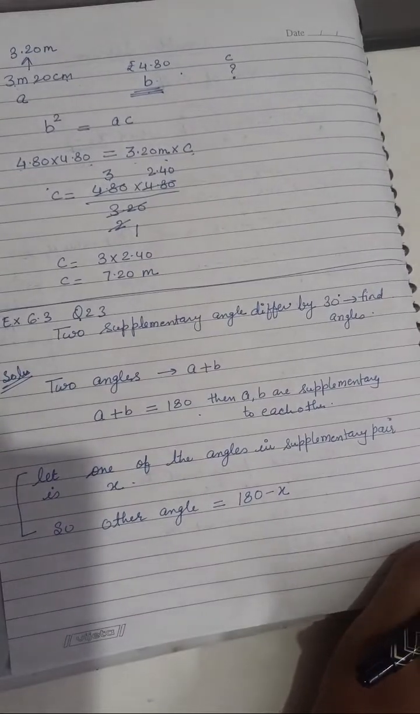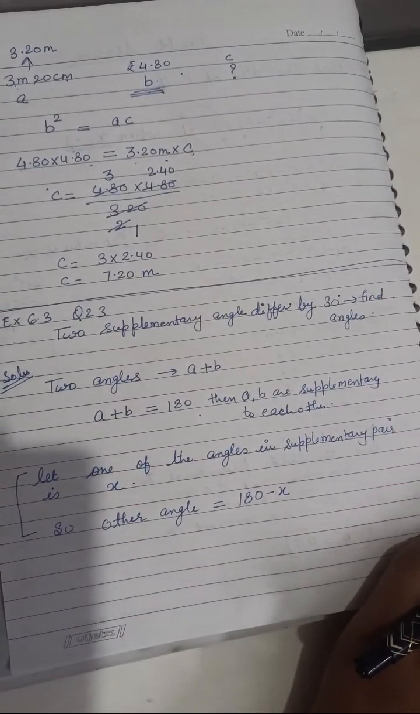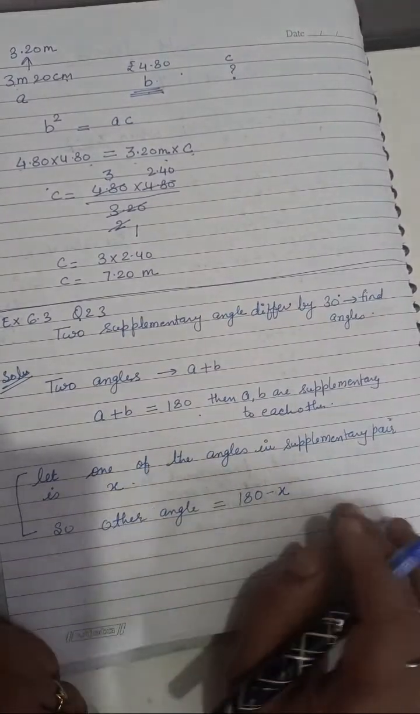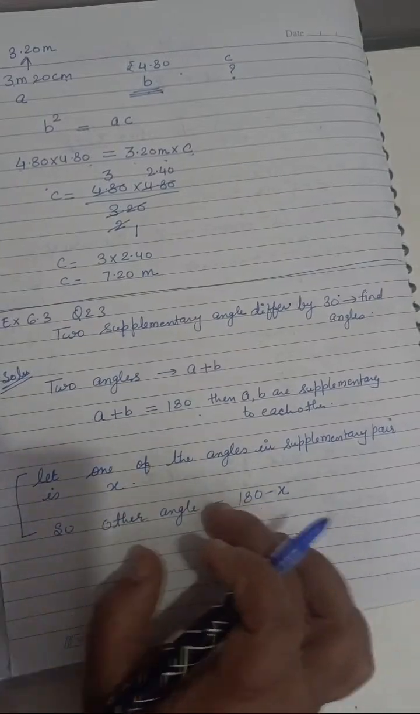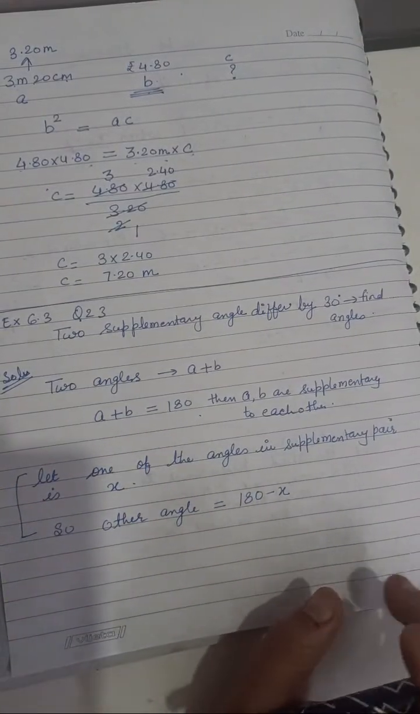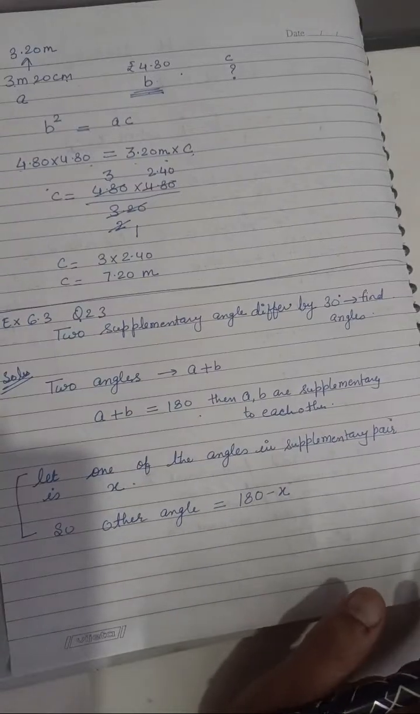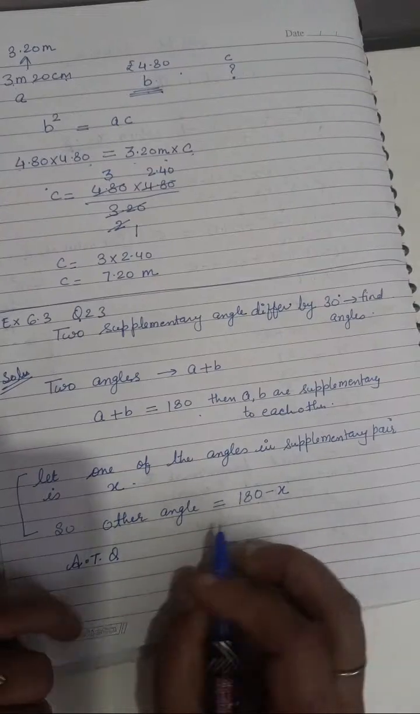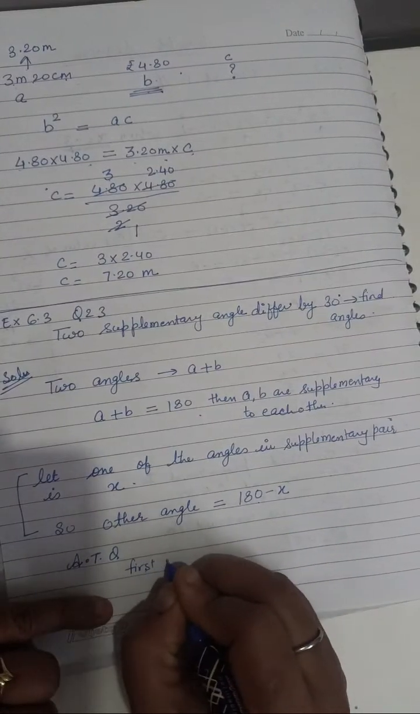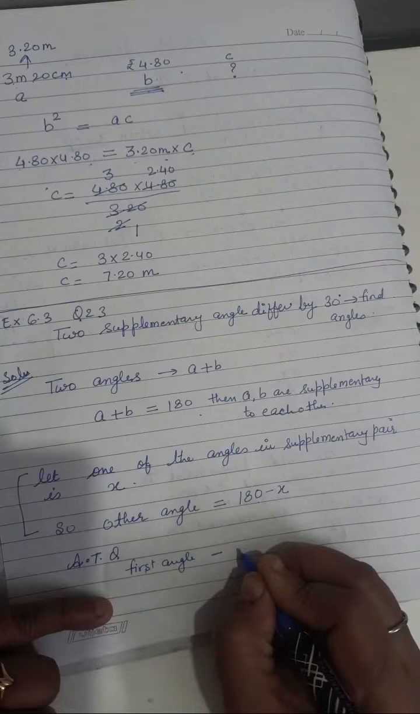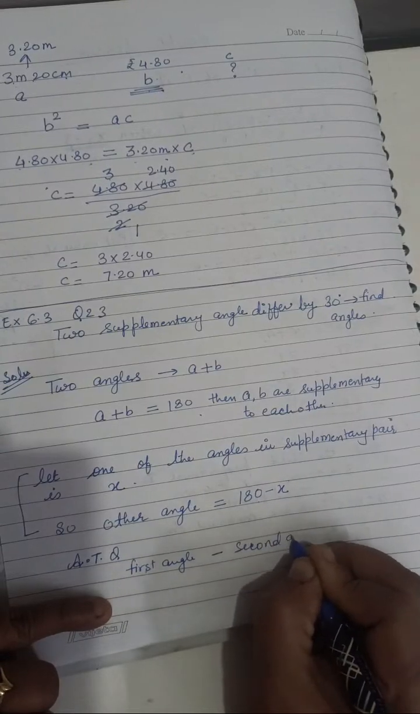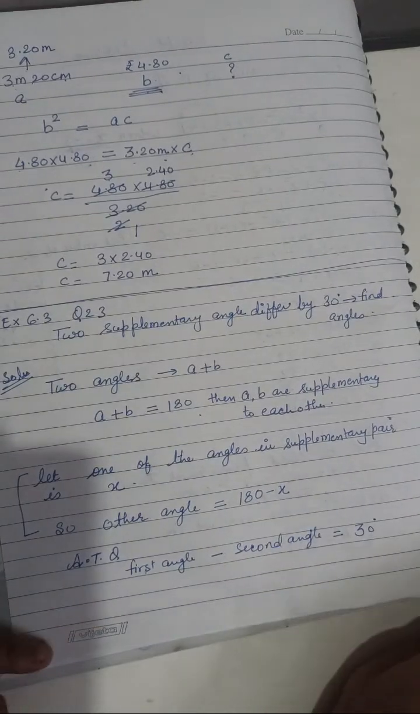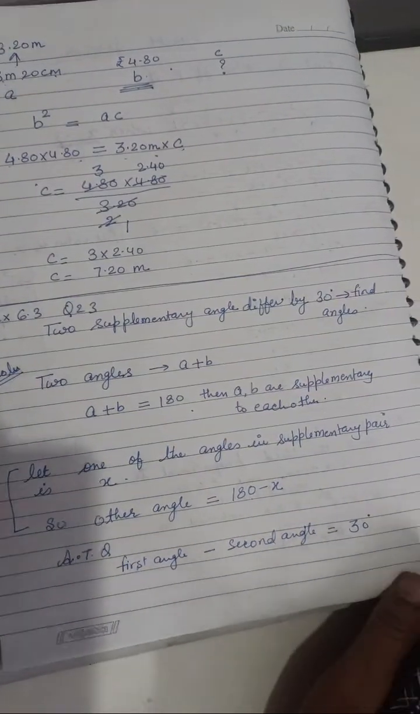The first thing, let put both the angles. Now they are saying that the sum they differ, मतलब इन दोनों के बीच में डिफरेंस कितना है? It is 30 degree. Okay, so according to question, first angle minus second angle equals to 30 degree. This is the question. As per the question, go ahead.